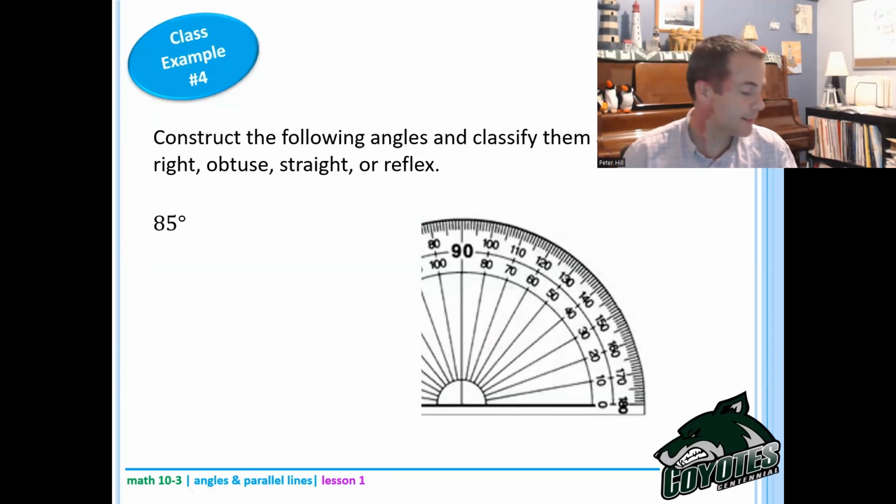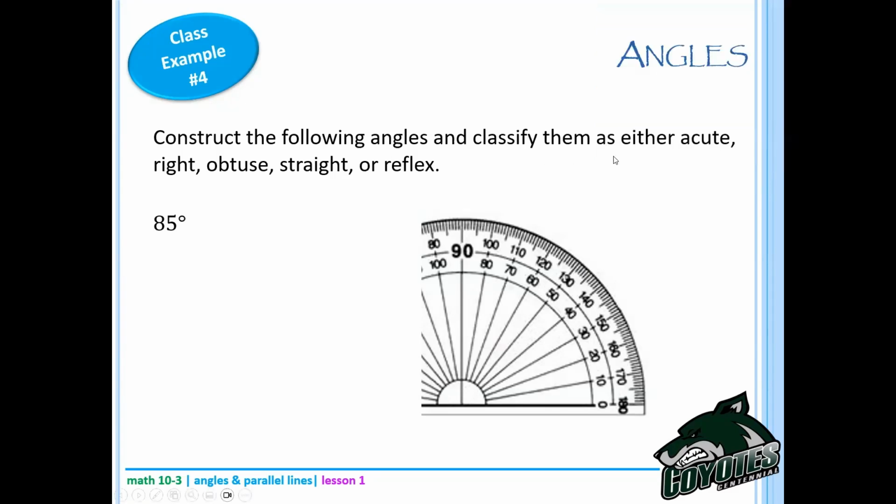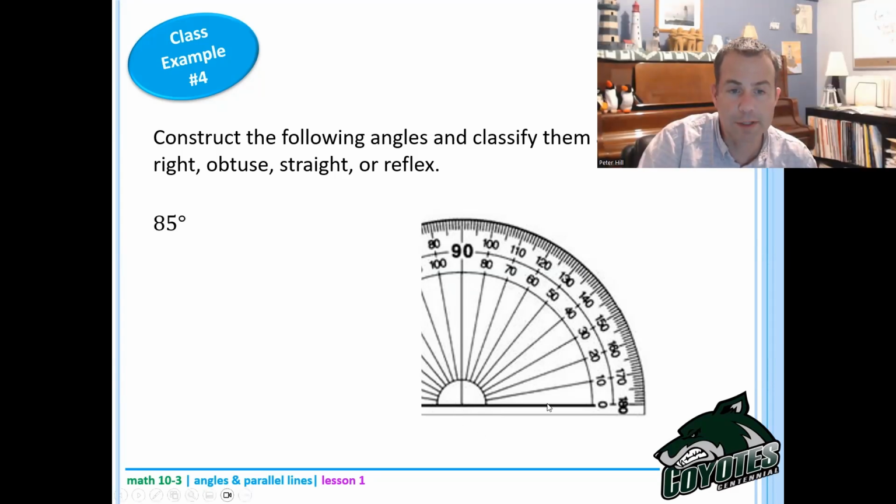Okay, so class example number 4, we're going to try together. I'll just hide this for 1 sec. Construct the following angles and classify them as either acute, right, obtuse, straight, or reflex. Okay, so 85 degrees is the one I'm starting with. So I'm going to draw a line here at the 0, and then I'm going to have my vertex right there, and I'm going to go up to the 85 mark right there, right? Because I'm reading the inside scale right now. So this is 80, this would be 85, almost to 90, but not quite. So it would look like that.